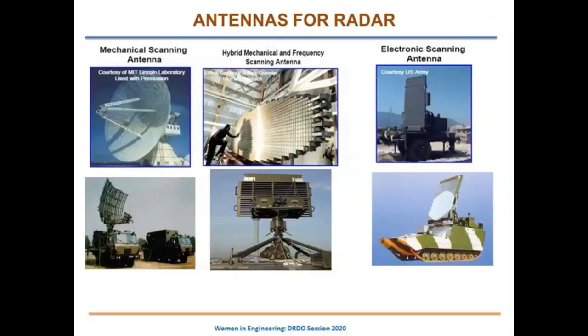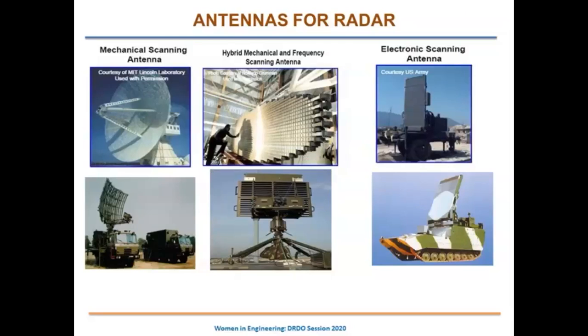I would also like to share the different types of antennas that are basically used in radars. When radars came into the picture, a lot of R&D went into radar as a whole system from World War II. From World War II, a lot of developments came in the area of radars, and basically those radars were mechanically scanning radars.